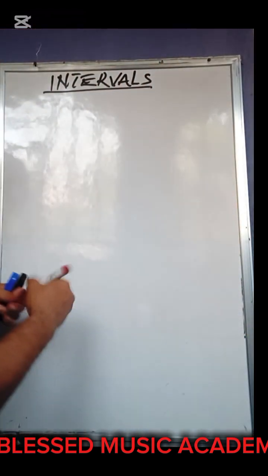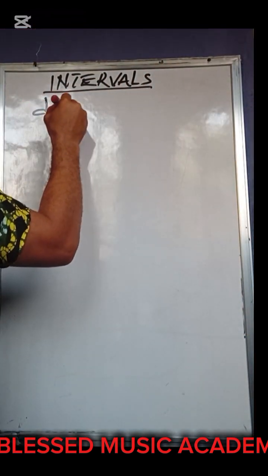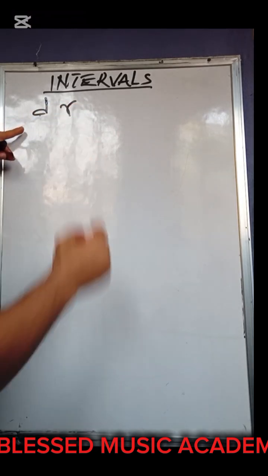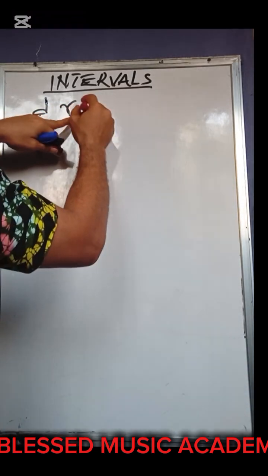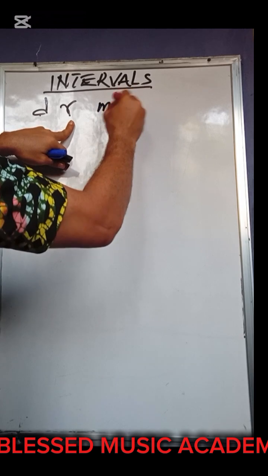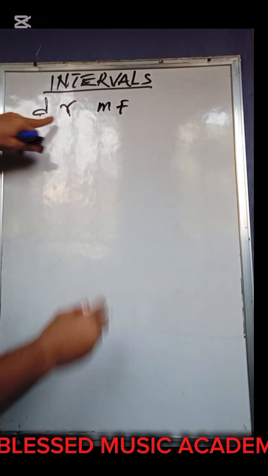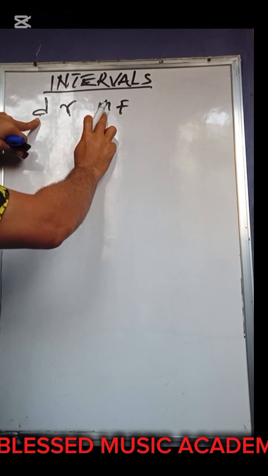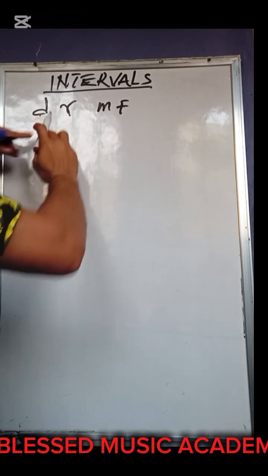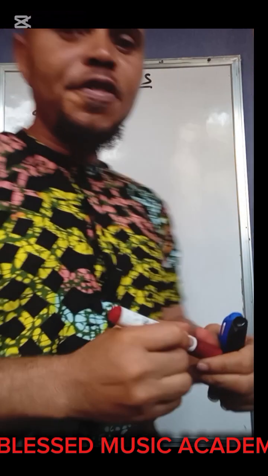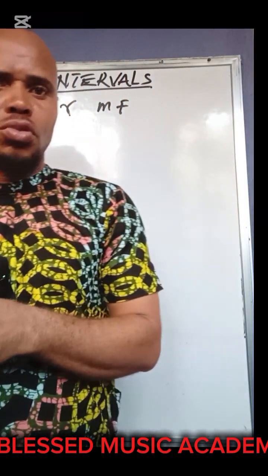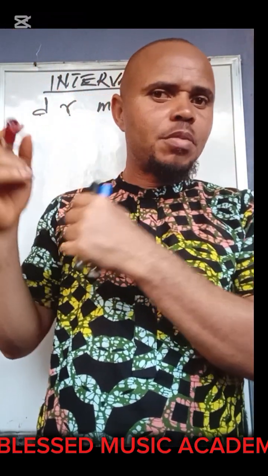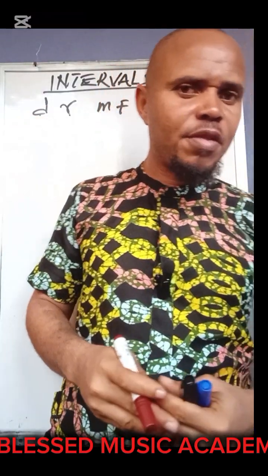For example, from do to re is an interval. So the distance between do and re is an interval. The distance between mi and fa is an interval. And the distance between do to fa is an interval. Do to mi is an interval. So the distance between two notes, or the difference in pitch between two notes, is what we call an interval.